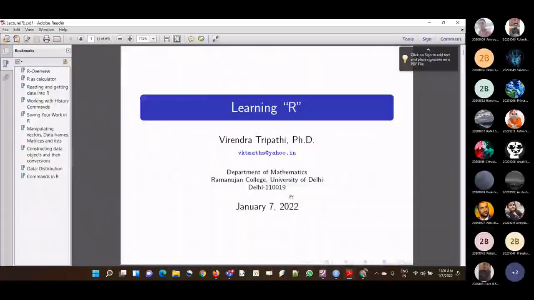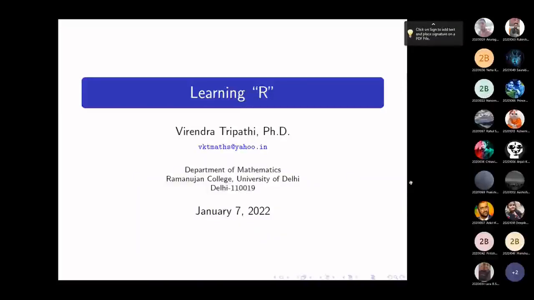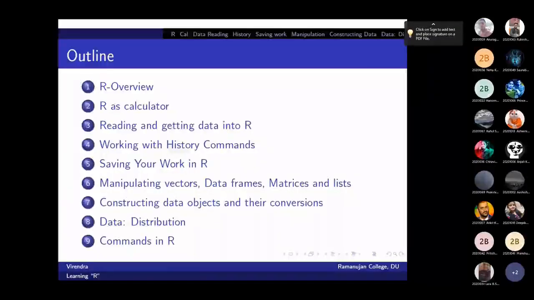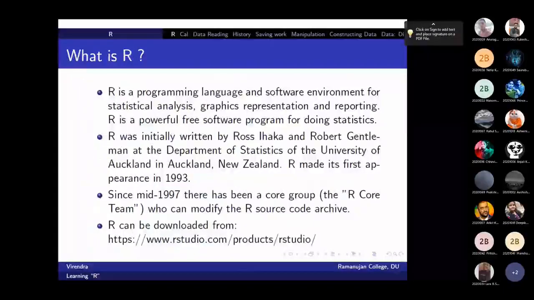But for that, let us see some presentation on it. In this presentation, I have kept something, but not everything is included in your syllabus. Let us see, what is R? R was initially written by Ross Ihaka and Robert Gentleman in Auckland. Its first appearance was in 1993, and since the mid of 1993, there is a core team managing its source code and all. And this can be downloaded from rstudio.com.